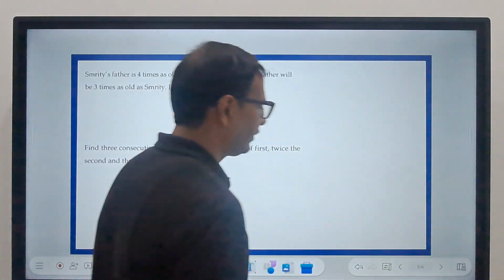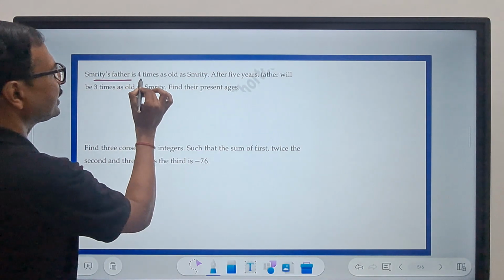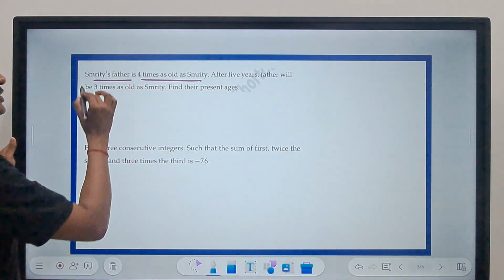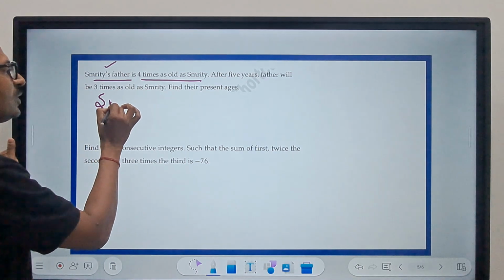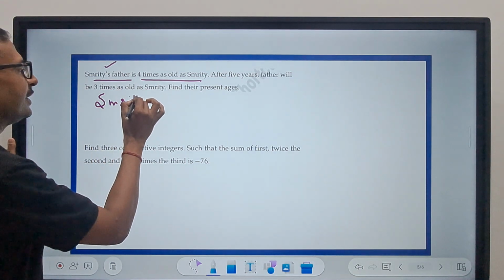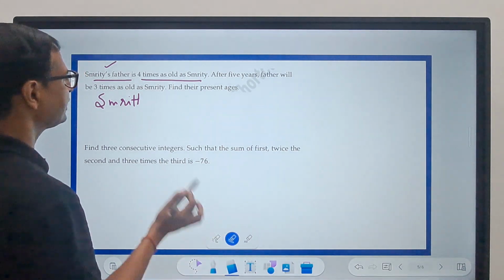Let's have next two questions. Smriti's father is 4 times as old as Smriti. So Smriti's father's age is given in terms of Smriti's age. So if you assume that Smriti's, let me just erase this.